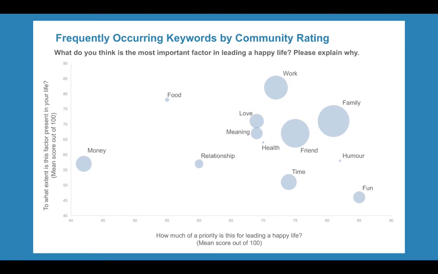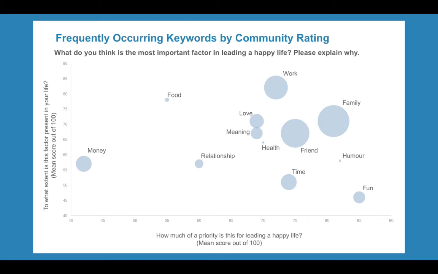And we can go further than that as well. We can also look at groups of comments together in terms of what they're talking about. So in this bubble chart here, each of these bubbles represents a particular topic or keyword, and the size of the bubble relates to how many people are talking about that. And then on each of these axes, we have the 2 evaluation criteria. So on the vertical axis, to what extent is this factor present in your life? And along the horizontal axis, how much of a priority is this for leading a happy life?